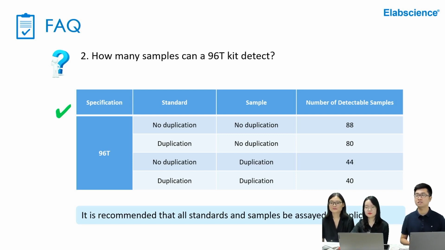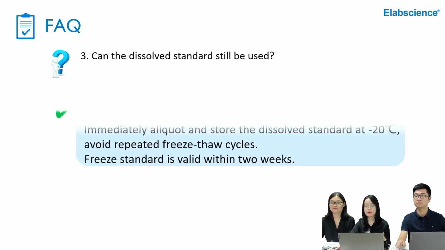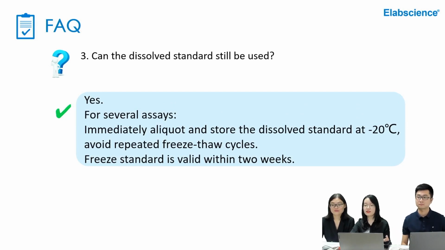Then let's see question number 3. Can the dissolved standard still be used? Generally, it's not recommended to use the dissolved standards, and the 2 vials of the standard powder in each kit will be sufficient to complete the experiment. But if the end user does have the need for several assays with the standards, please aliquot and store the dissolved standard at -20 degrees and avoid repeated freeze and thaw cycles. The frozen standards would be valid within 2 weeks. All right, thank you.